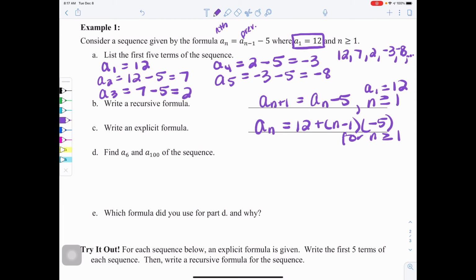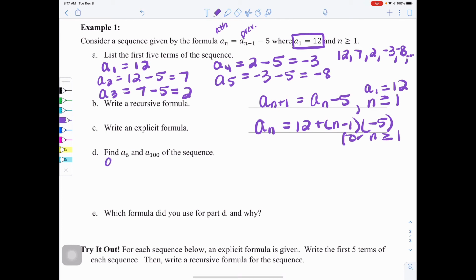So for the first part of this question, a sub 6, I have to think to myself, do I want to use the recursive formula or do I want to use the explicit formula? Well, it depends. If I'm looking for the sixth term, I have to say to myself, do I know the fifth term? If I look up to my previous question, I do know the fifth term. The fifth term is -8.